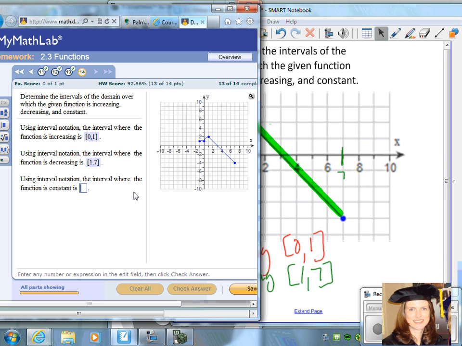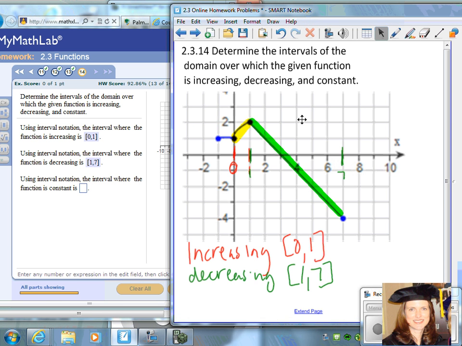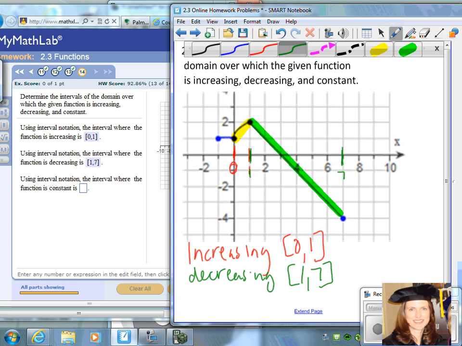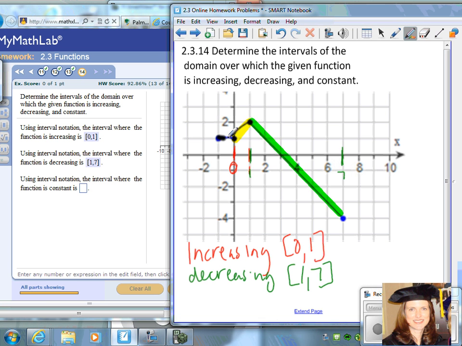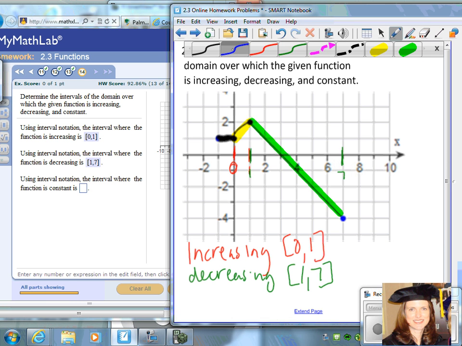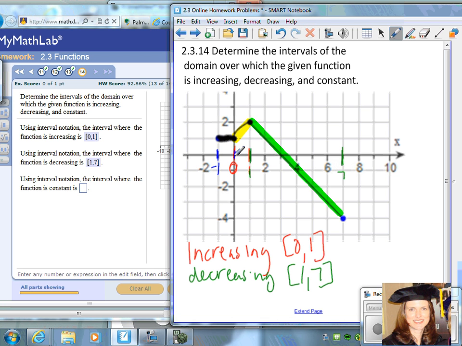And the interval where the function is constant, that's going to be the flat part of the graph. And the x value where it starts being constant is -1, and the x value where it stops being constant is 0. So this graph is constant on the interval from -1 to 0. Notice these are all x values, for the intervals where the y values are changing.